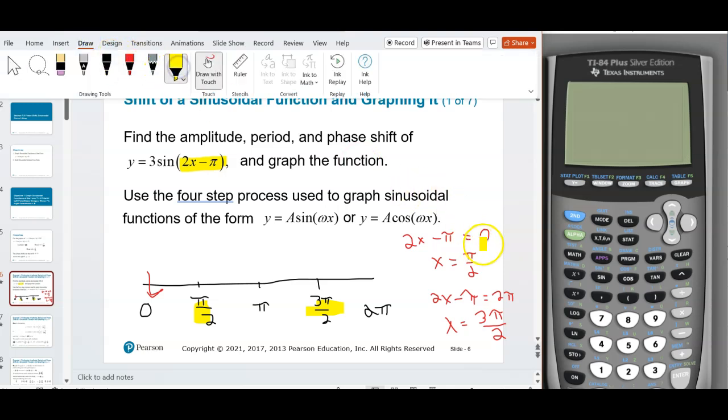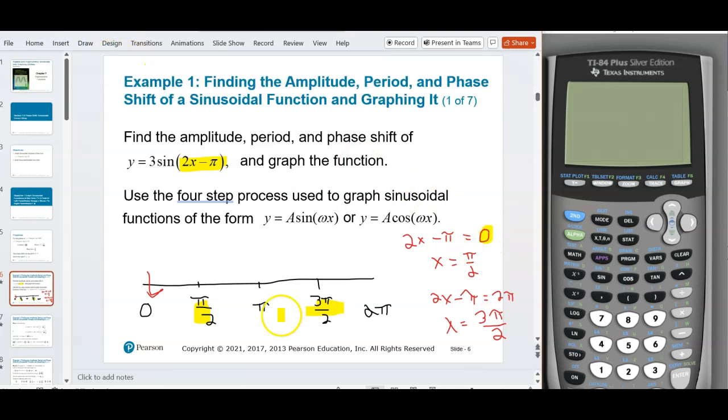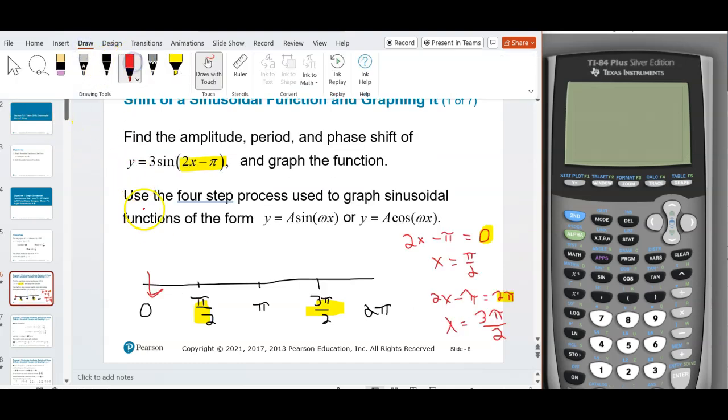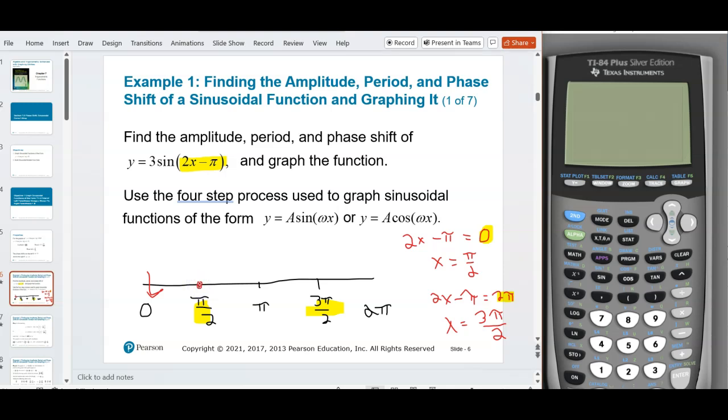This was the left end number that was 0. This was the right end number, it was 2 pi. But because of the inputs, these values are my new left end and my new right end. All right, there is no vertical shift. I'm not going up or down, so the midline is still the x-axis. So that means I'm going to start at 0 and come back and land at 0.